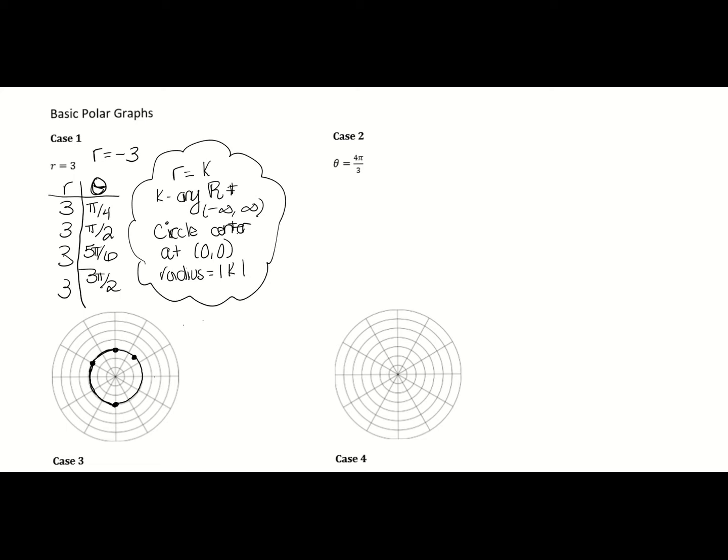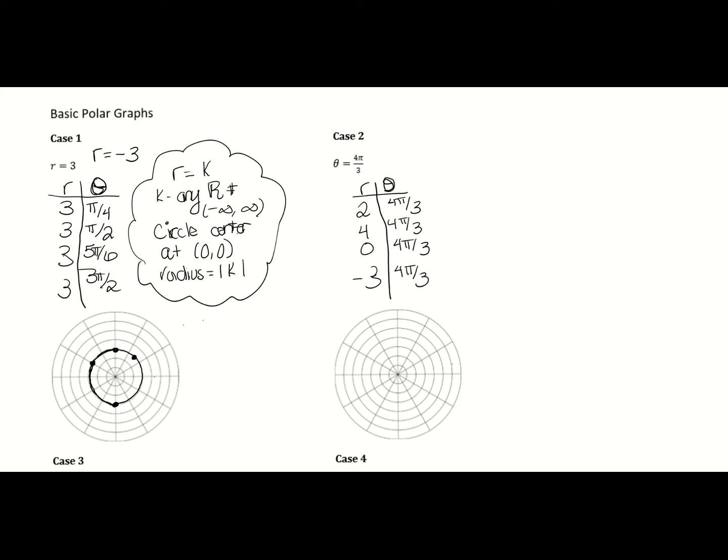Let's look at case 2. So we have that theta equals 4 pi over 3. So now the tables have turned. Now we're given theta, and r can be anything. So let's draw a little table to help us out. So say, for example, I pick r is 2. Well, the angle is going to be 4 pi over 3. I pick r is 4. The angle is 4 pi over 3. I can also pick 0. The angle is still going to be 4 pi over 3. What if I pick like negative 3? Oh, well, the angle is still 4 pi over 3.